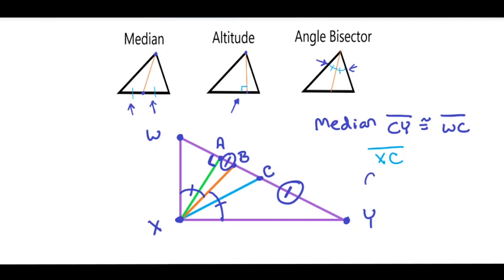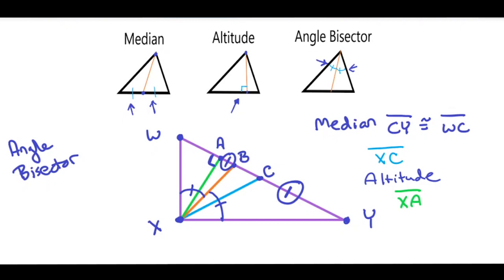All right, what about an altitude? Well, it looks like right here, this line segment XA forms a right angle with line segment WY. So I would say line segment XA is our altitude.